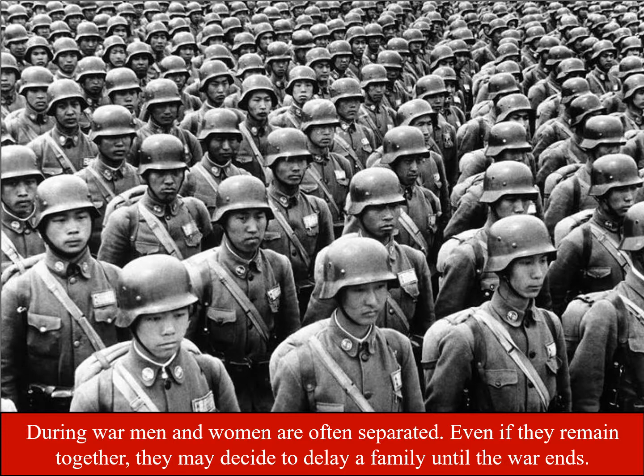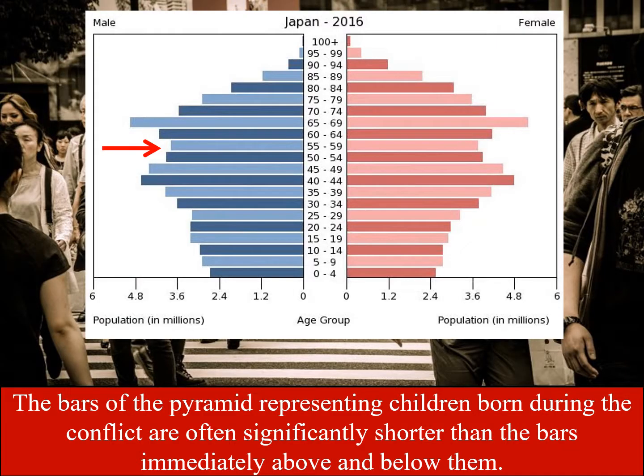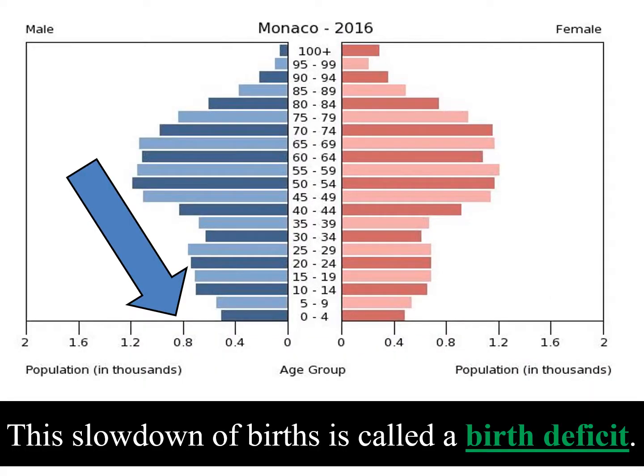During war, men and women are often separated. Even if they remain together, they may decide to delay a family until the war ends. So not only can war cause death, but it can also cause there to be fewer births. The bars of the pyramid representing children born during the conflict are often significantly shorter than the bars immediately above or below them. This slowdown of births is called a birth deficit.